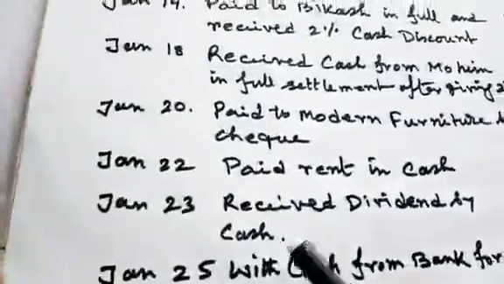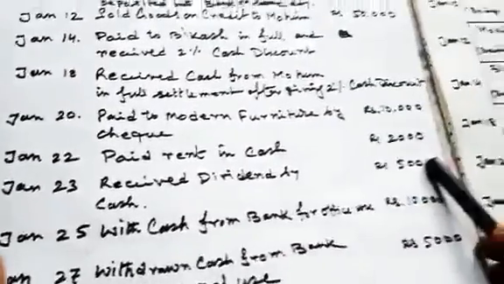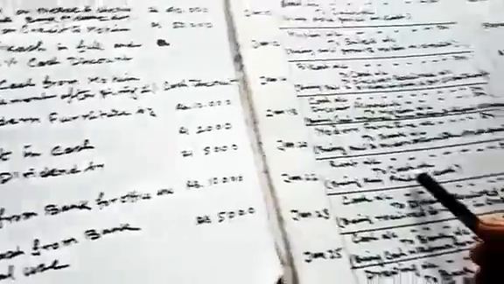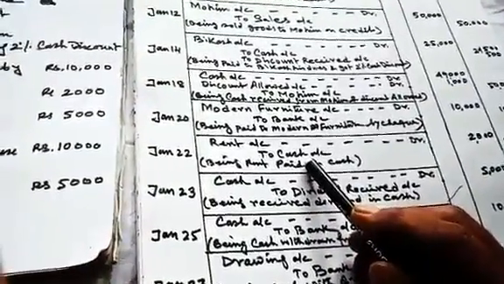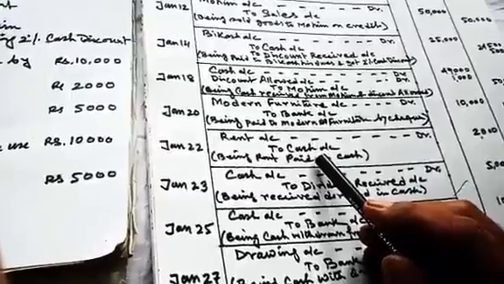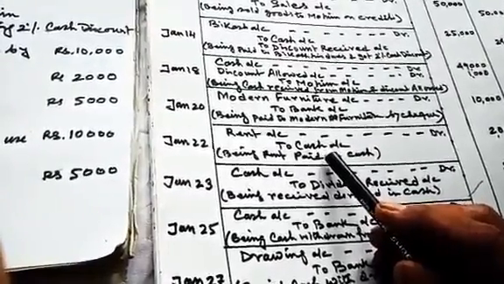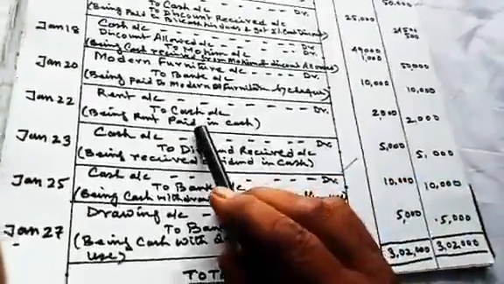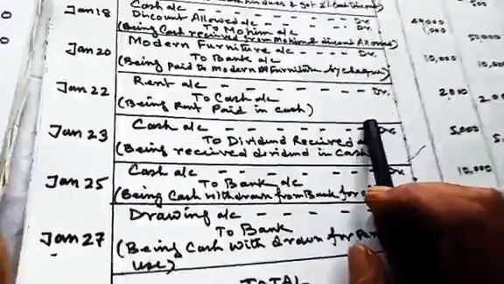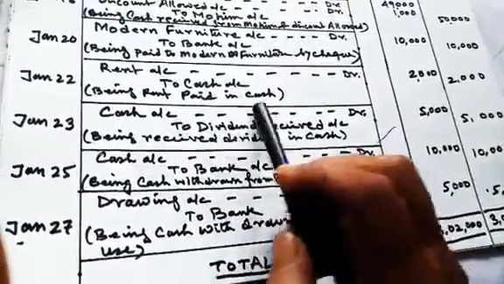The next transaction, that is on January 22. Paid rent in cash 2,000. See here, rent is a nominal account. Rent is an expenditure. I have told you that in the golden rule, nominal account for all expenses is debit. So rent account is debit. Cash is going out, to cash account 2,000, 2,000. Narration: being rent paid in cash.